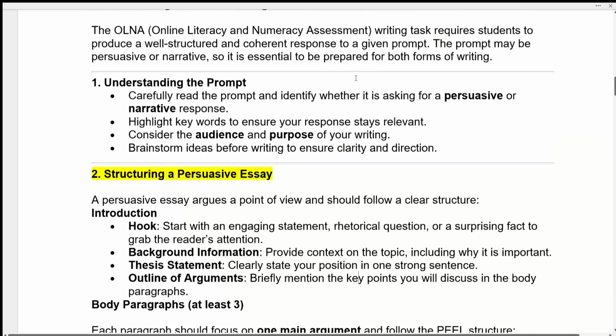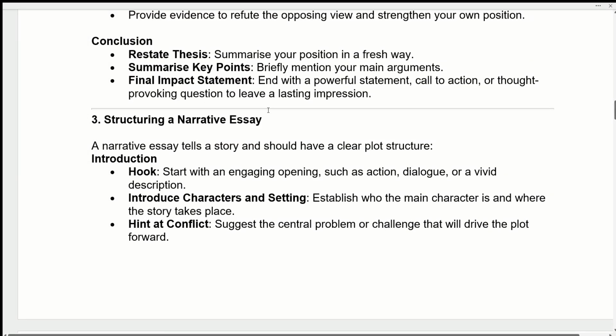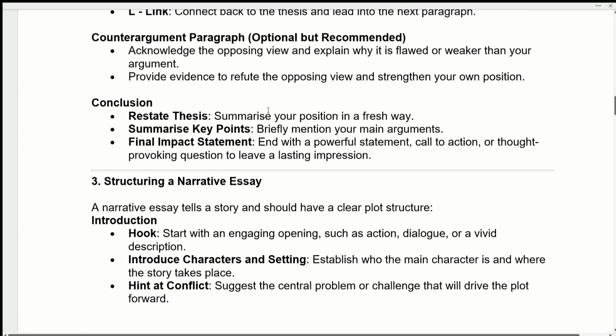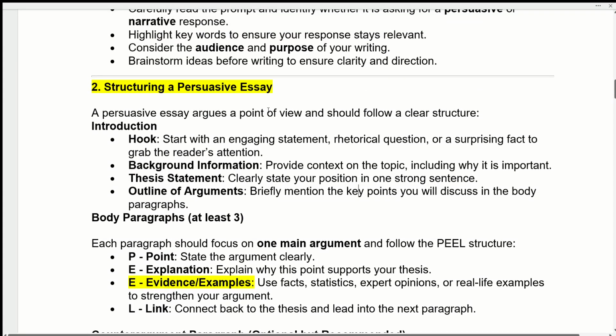In the next part of the video, I'm going to be going through structuring a narrative essay and go through that in detail. And in the next part, I will also include an example for you guys to have a look through, and we will talk more about this persuasive essay.